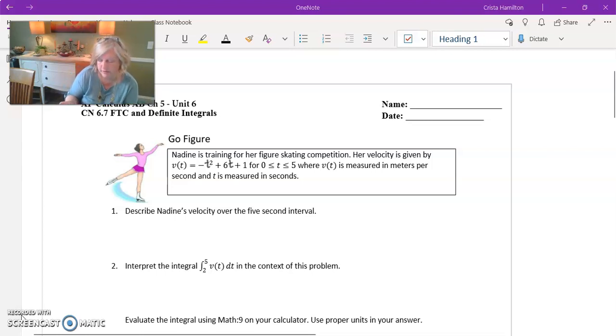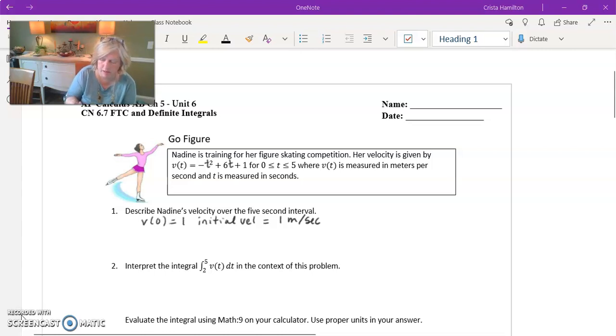So the thing I might talk about first is what her initial velocity is. So v of 0, when we plug that in, is going to be 1. So her initial velocity is equal to 1 meter per second. So she's starting out at the time period going 1 meter per second.